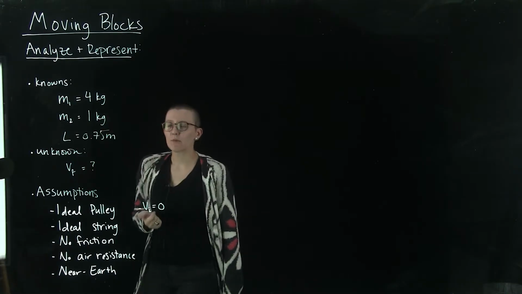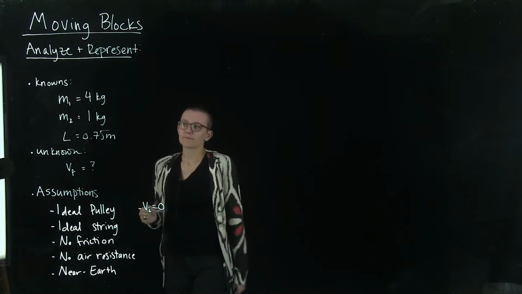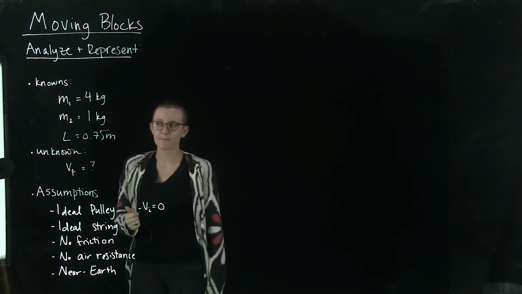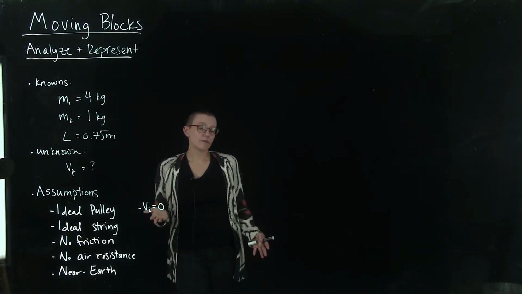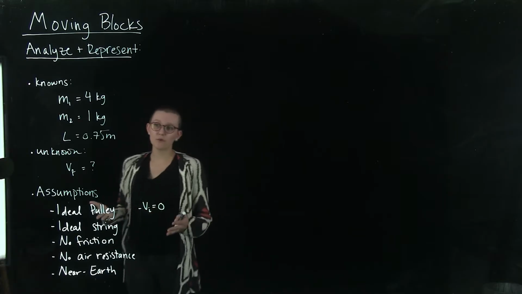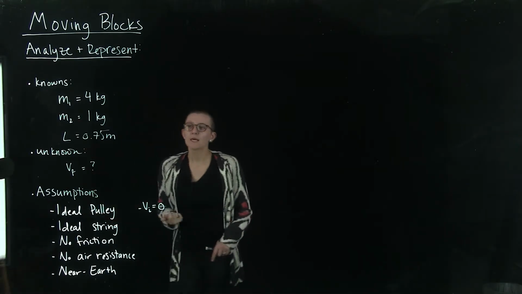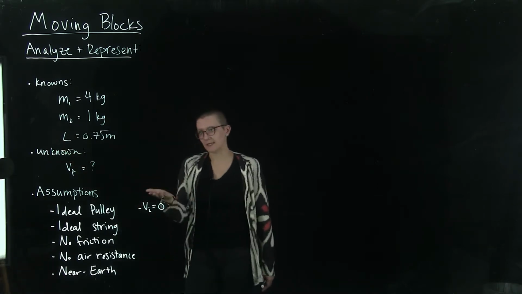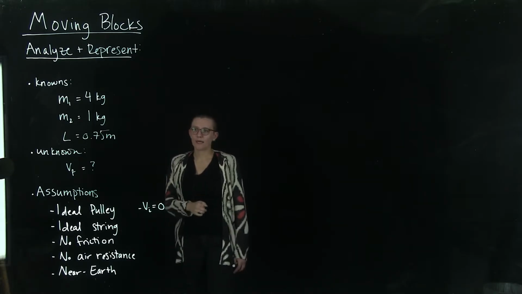So when I chose my numerical values, I made sure to choose numerical values that match that. So the mass of block 1 is 4 kilograms, the mass of block 2 is 1 kilogram. Mass 1 is bigger than mass 2. I'm also given a numerical value for how far the blocks move. I know that they move a distance of 0.75 meters. And so I've given this a symbol, L, to represent that distance traveled. So those are my knowns, M1, M2, and L.